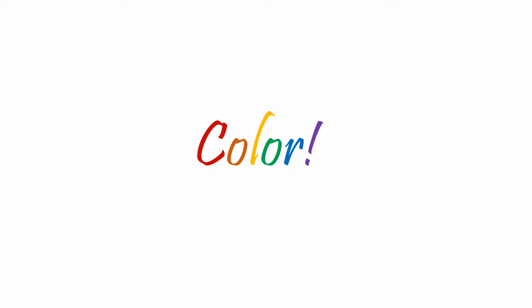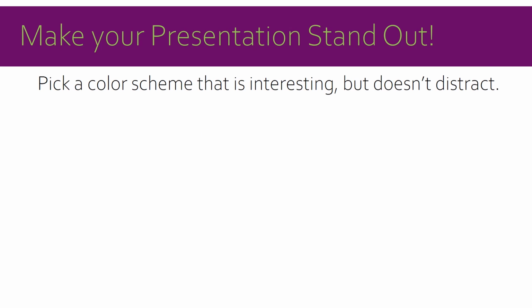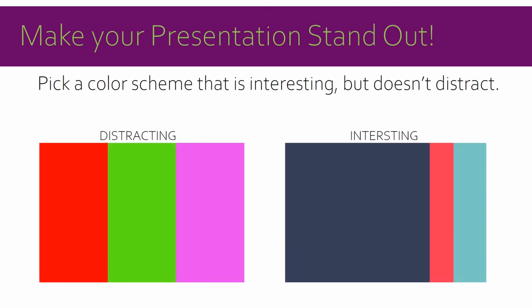Everybody's going to like different colors, but you can try to do your best based on your style to make your presentation stand out. Pick a color scheme that's interesting, but doesn't distract. So what do I mean by distracting and interesting colors? If you use really bright colors in large areas, that's probably going to be distracting. You can still use bright colors and exciting colors, but try to use them as accent colors and use a more neutral color as the main color.